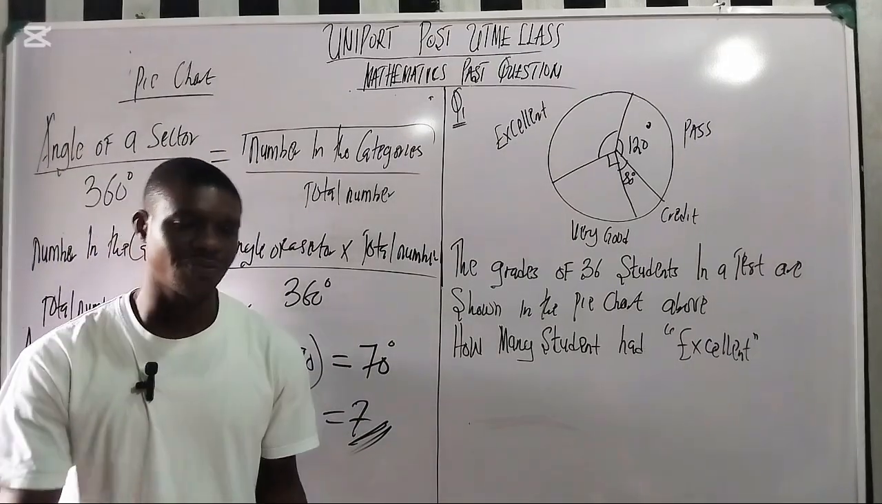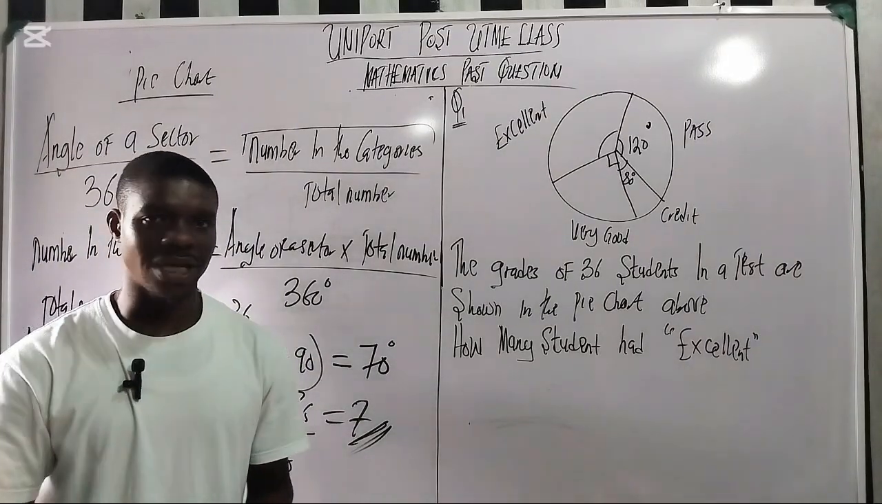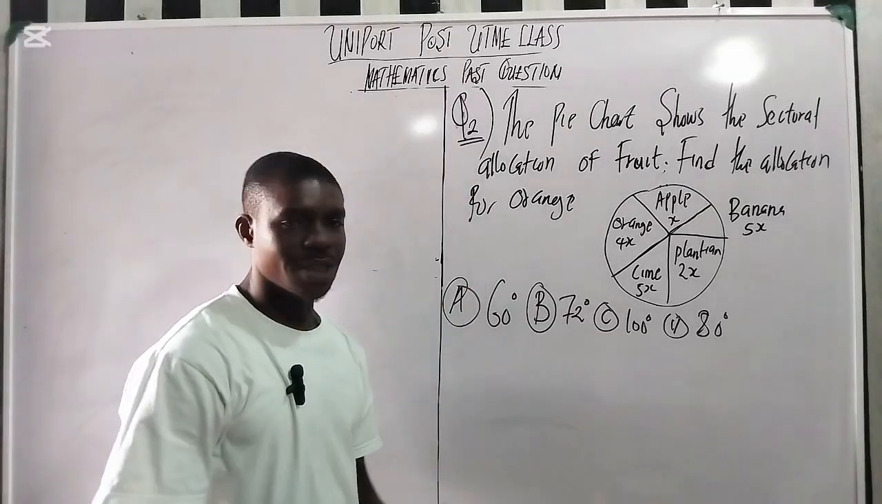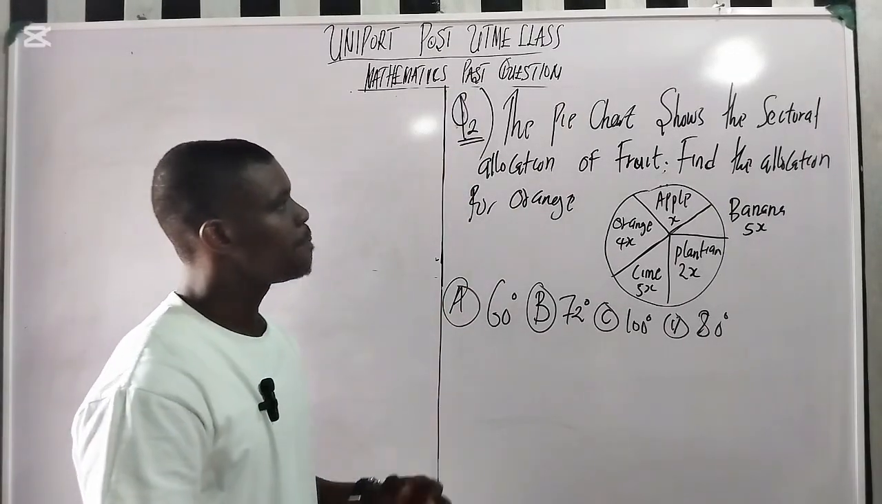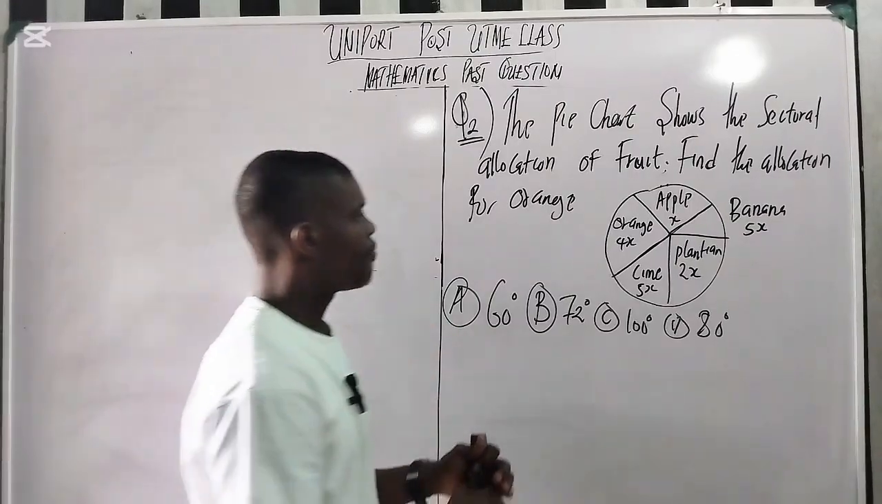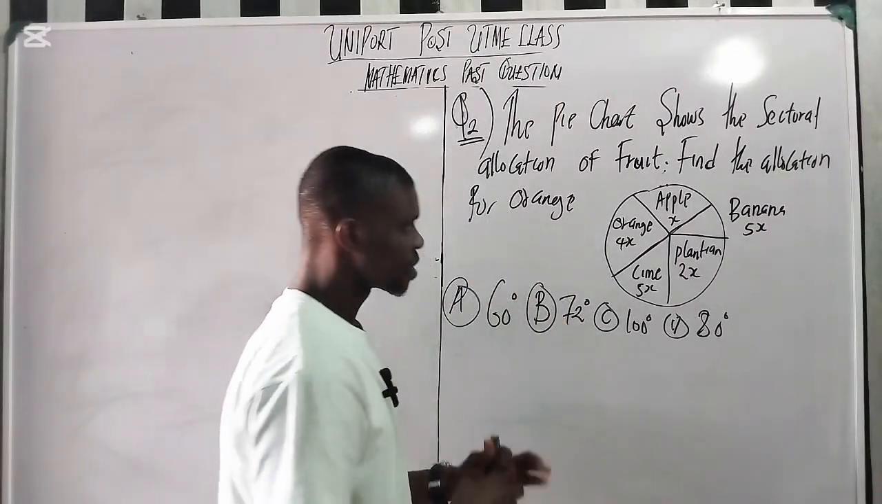So let's look at question 2. Now let's look at question 2, right? The pie chart shows the sectorial allocation of foods. Find the allocation for the orange, right? And look at it very well.